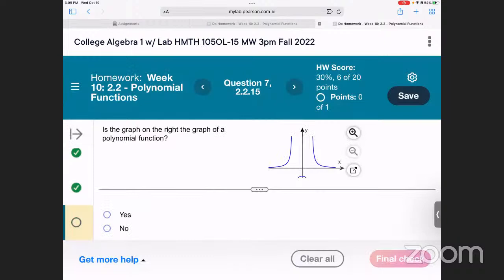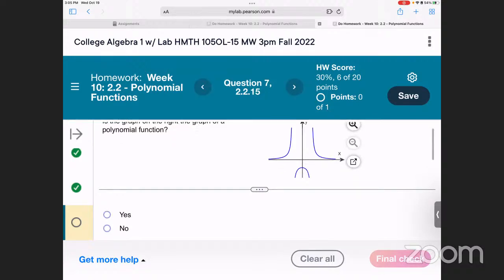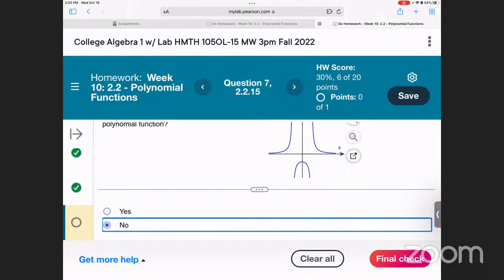Again, for the graph of a polynomial, there can be no holes or gaps or breaks. This one is chock full of gaps and breaks and things of that nature. So is this the graph of a polynomial? We're going to say no.